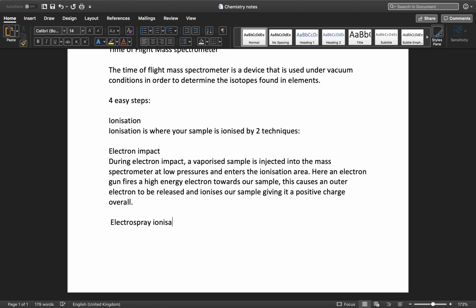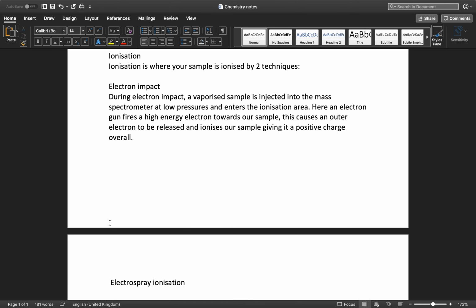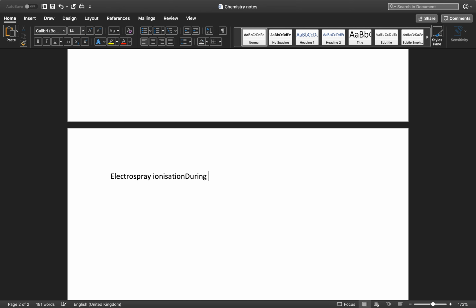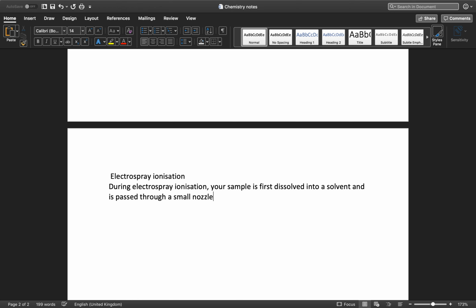So electrospray ionization. During electrospray ionization, your sample is first dissolved into a solvent and is passed through a small nozzle at high pressures.